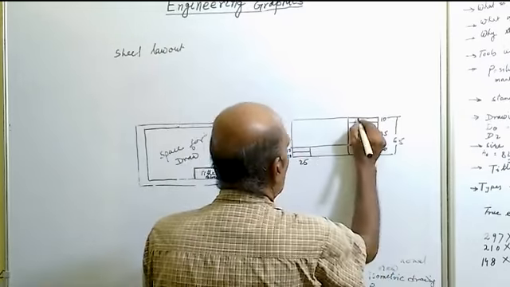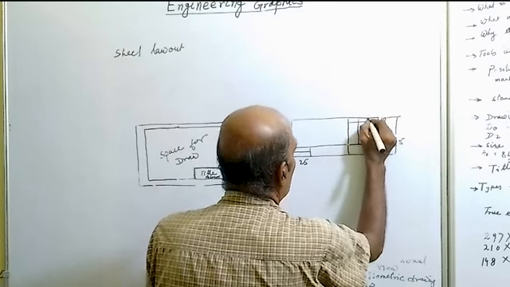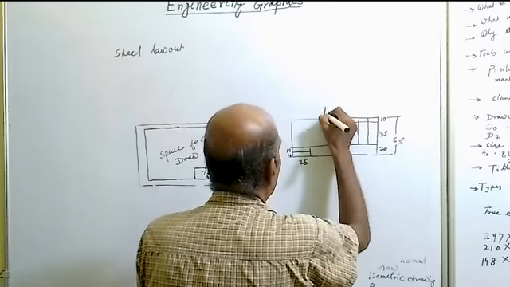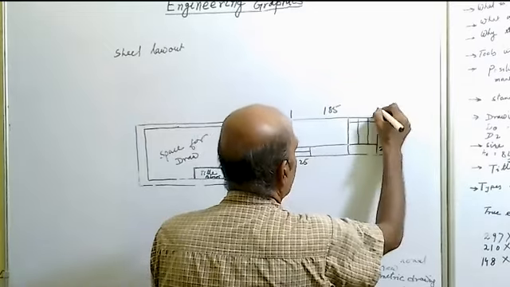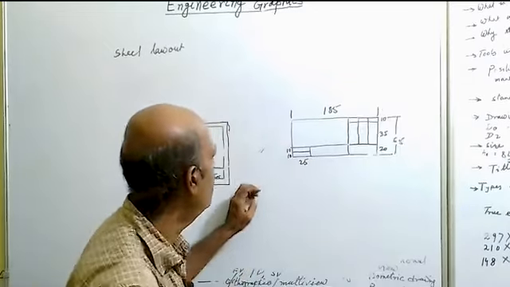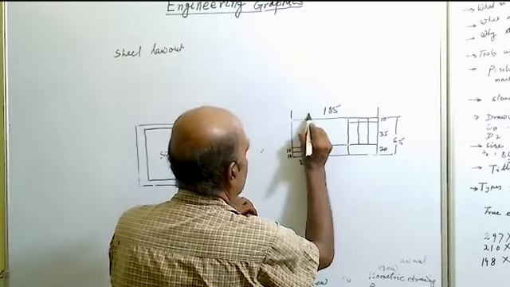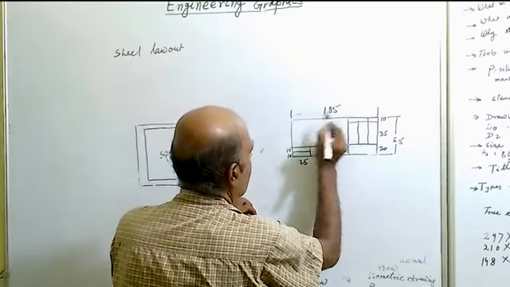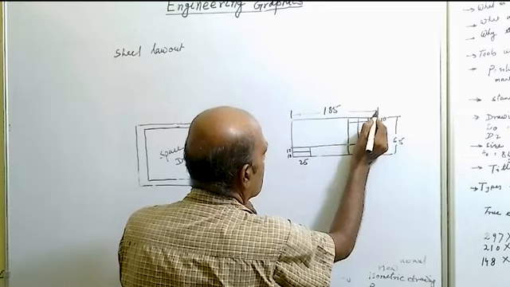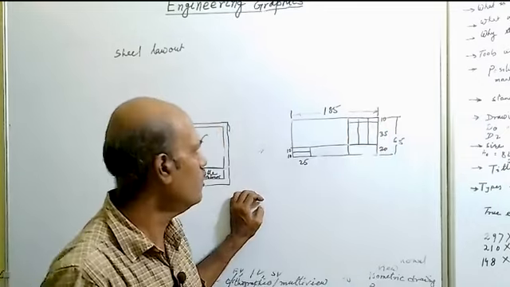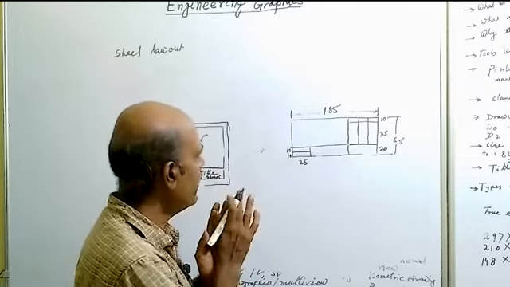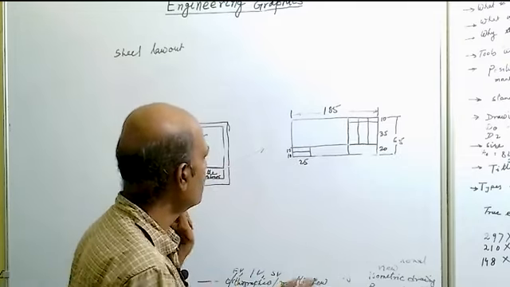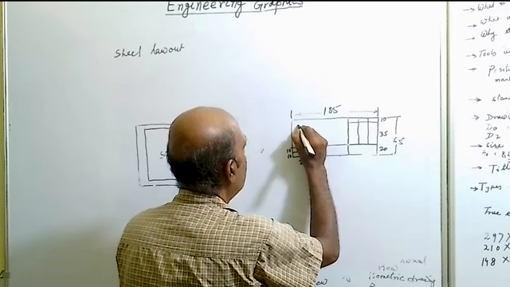Okay, so this will be, I hope it is 185 millimeter from here to here, and this is one of the standard title blocks. So it may vary from book to book. Okay, this is a standard title block. In this title block, the various information is here.